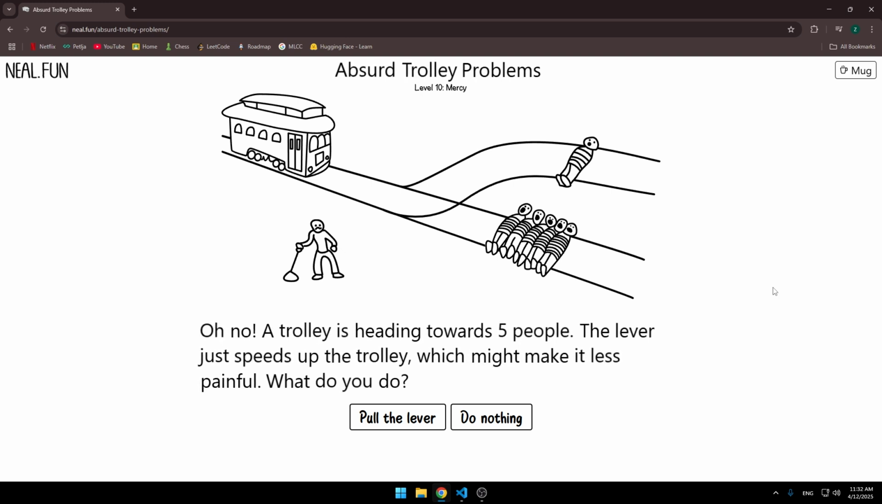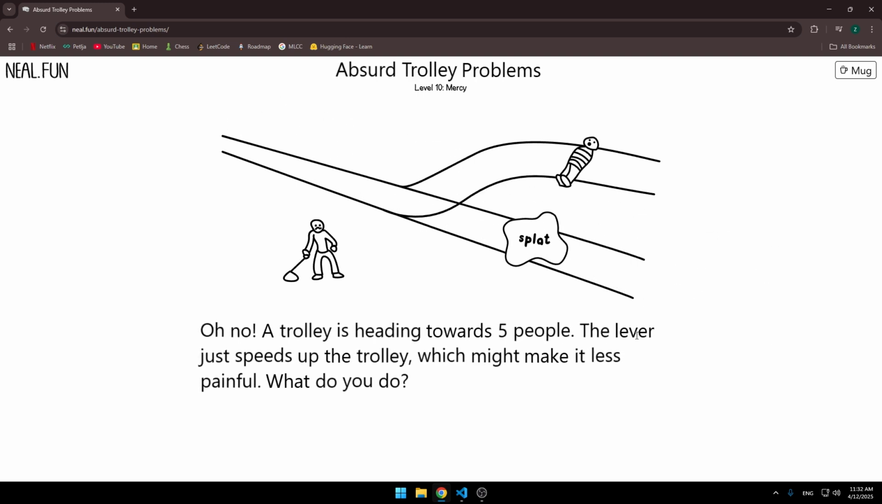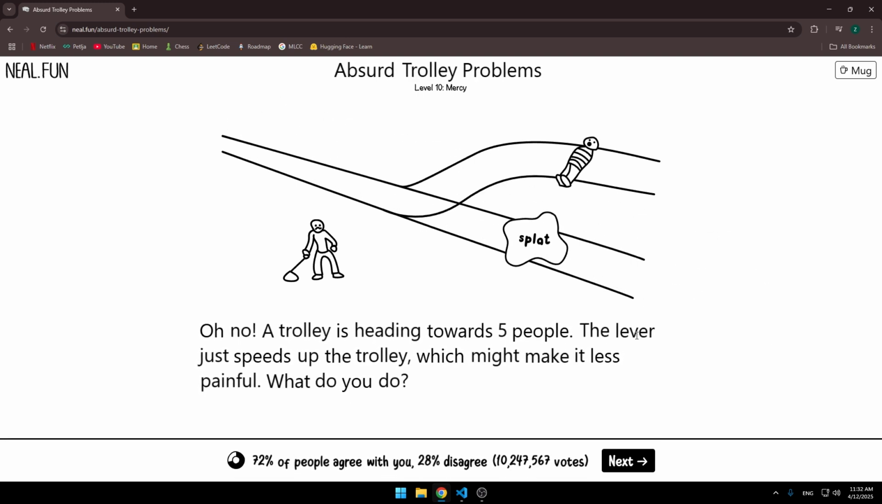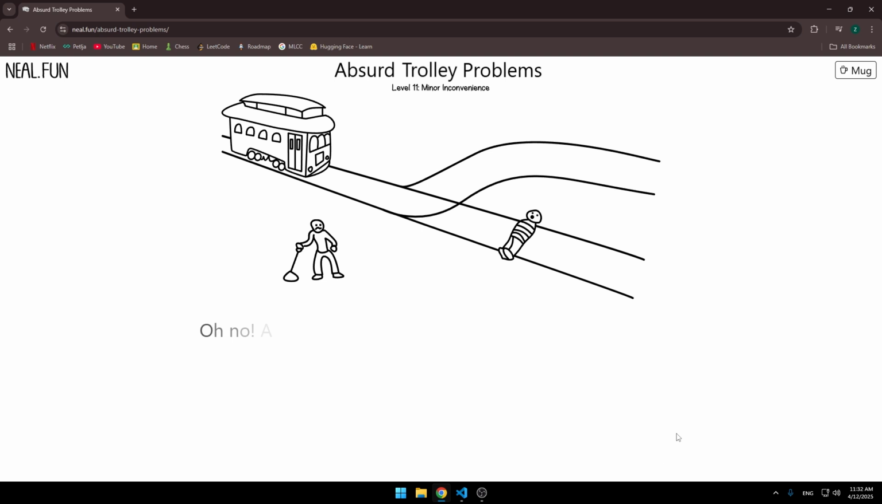Let's see. Pull the lever. Reducing potential suffering, even if it's just through a faster impact, is a worthwhile goal. It's a grim choice, but minimizing harm is paramount. Oh yeah, we pulled the lever. We definitely pulled the lever. Ooh, that's a cool animation. This Neil.fungi is very cool. Anyways, most people agree. Nice.